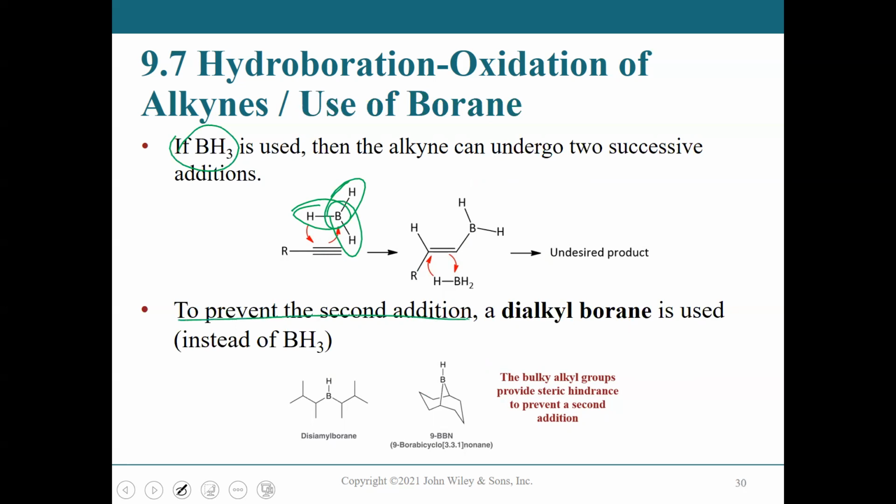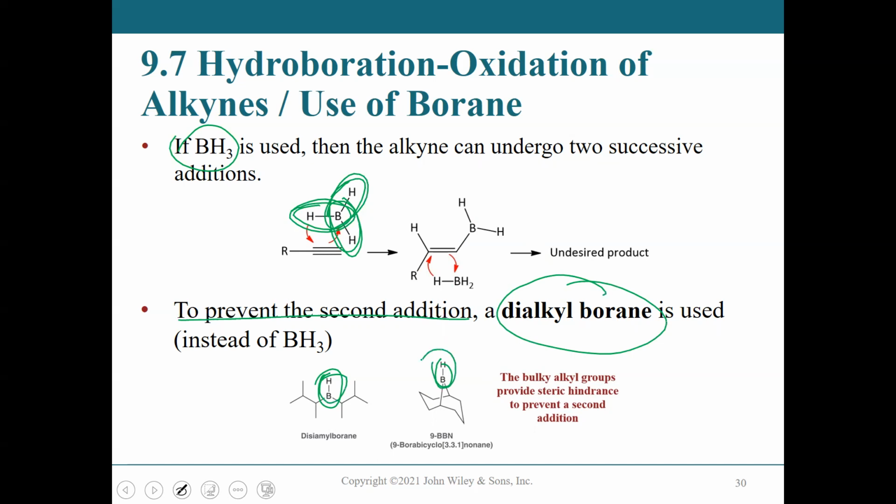Why? Because the enol that you produce also has an alkene. So maybe the borane, BH3, can do a second addition, right? That's what it says, to prevent the second addition, because it has 3 BHs. So to prevent the triple reaction, they use a dialkyl borane. Dialkyl boranes have only 1 BH, not like borane, which has 3 BHs. So with this, they can control the reactivity of the borane.